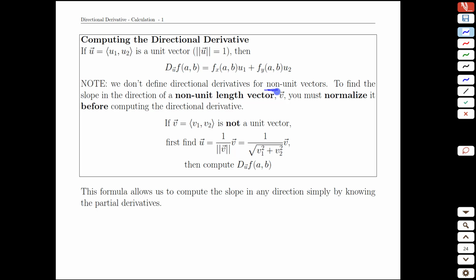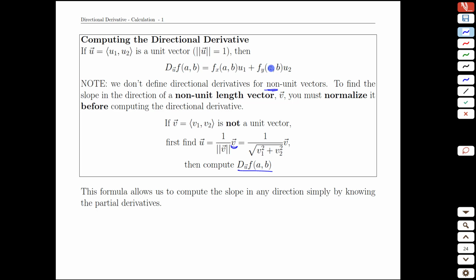If someone hands us the wrong kind of vector, one that is not length 1, say for example v, we have to correct that first, and that's easy enough to do. We simply divide v by its own length, and that will make it length 1 while keeping the direction the same. Then we go ahead and compute with that reduced or enlarged vector, so that we have all the ingredients we need in our formula here.